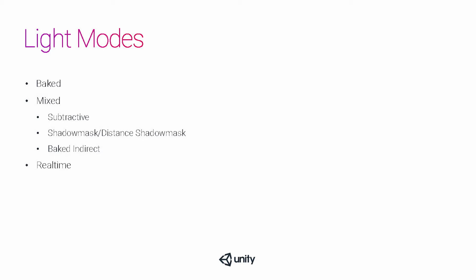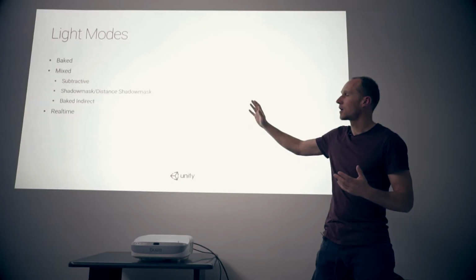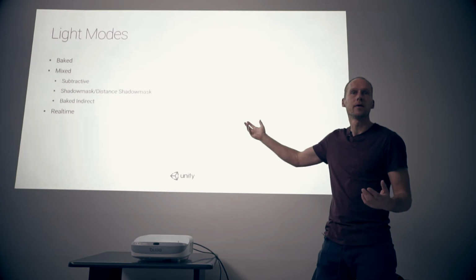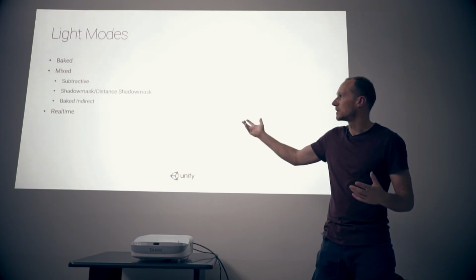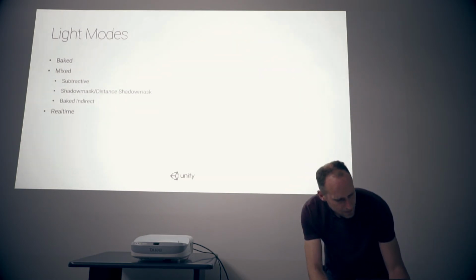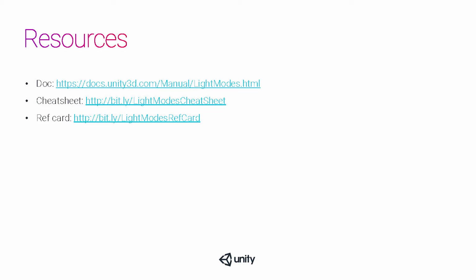Subtractive being the next, shadow mask, distance shadow mask, and baked indirect. So subtractive being the old mode that only supports 1 light and is not PBR friendly. Shadow mask being the new mode with PBR friendliness and up to 4 lights. And baked indirect being almost real-time. Let's have a look at these cheat sheets. I just remembered I didn't bring them up afterwards, so let's see what happens if I click Chrome.